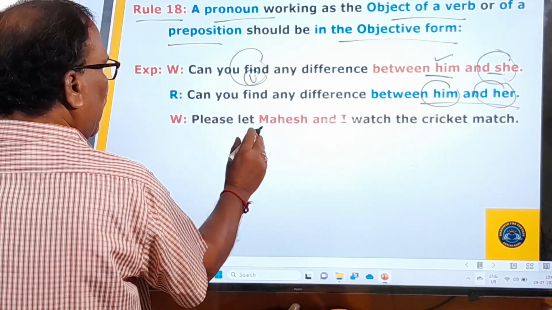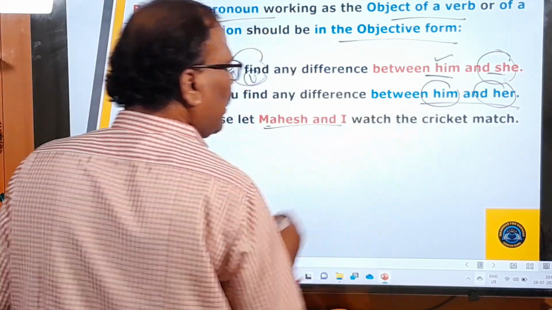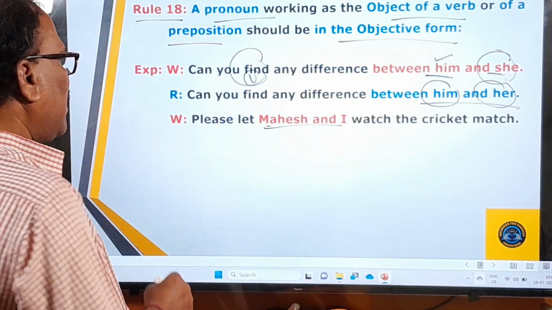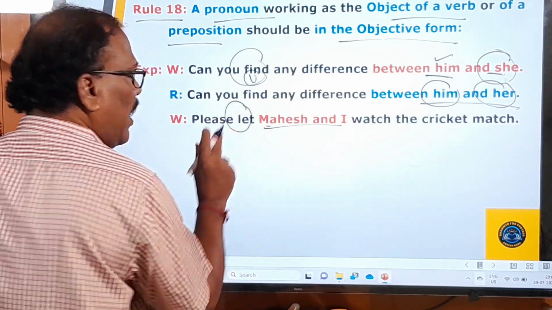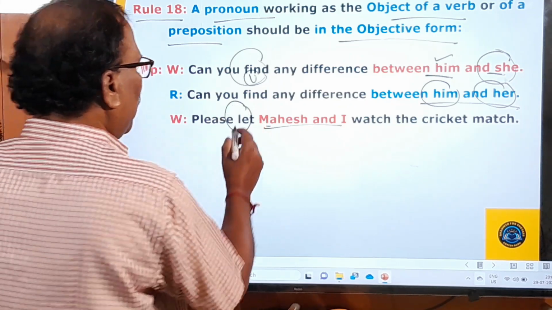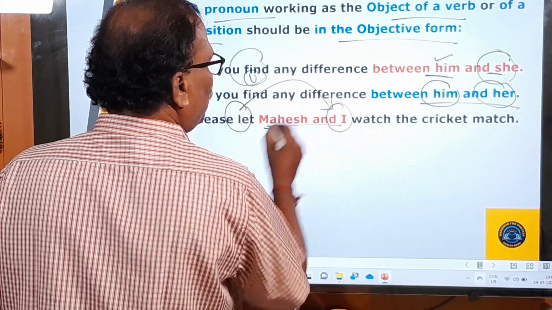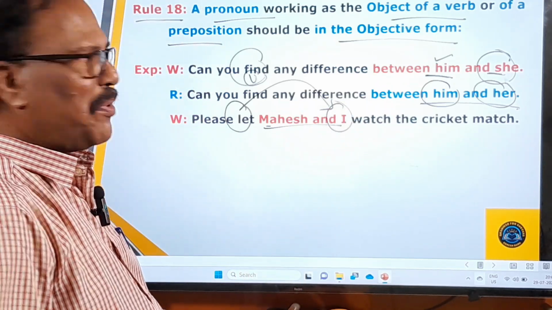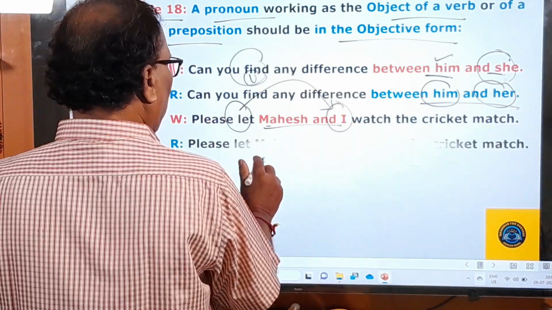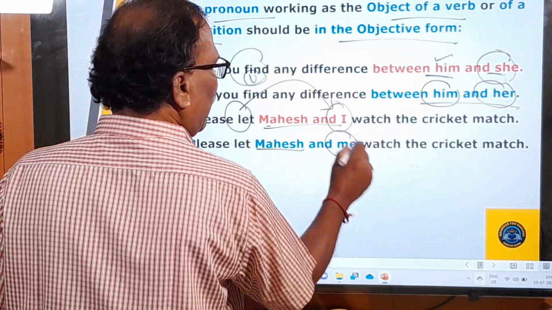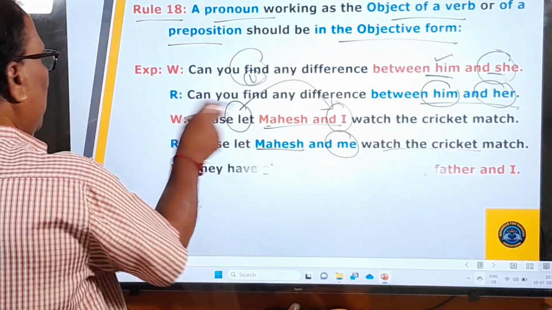And one more. Please let Mahesh and I watch the cricket match. After this let, I have already told you about this let. After let, only the objective case pronoun must be used, not the subjective case pronoun. So what should be there? Please let Mahesh and me. In the examination, it will be given like that.